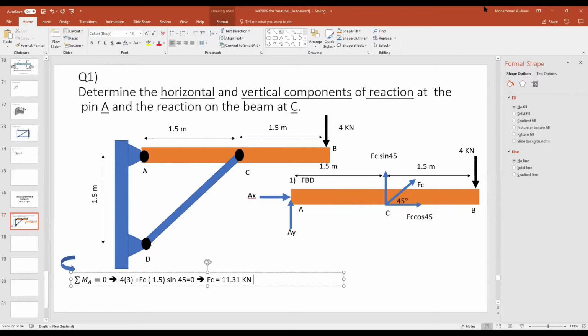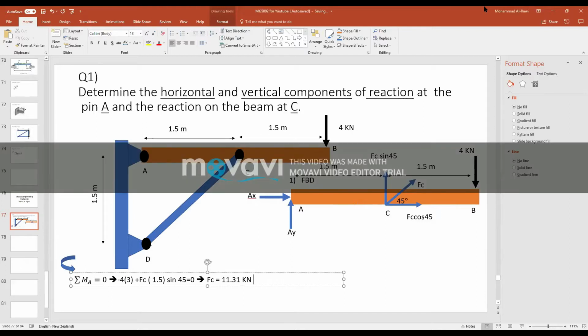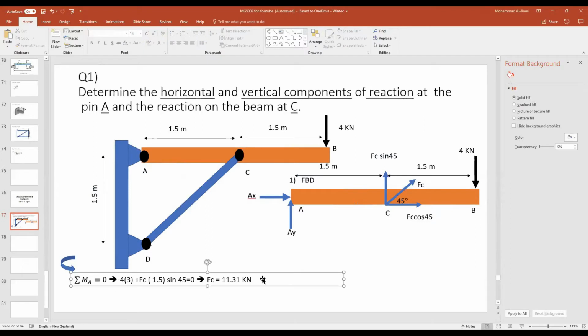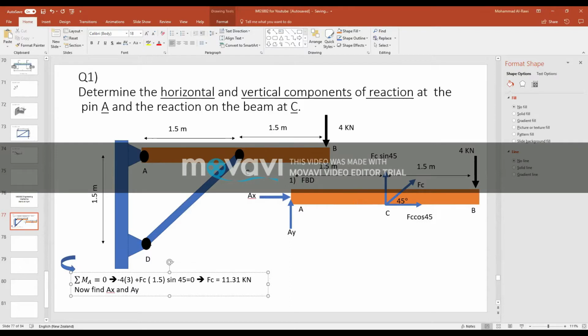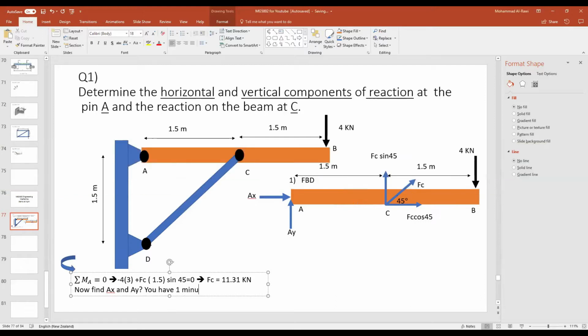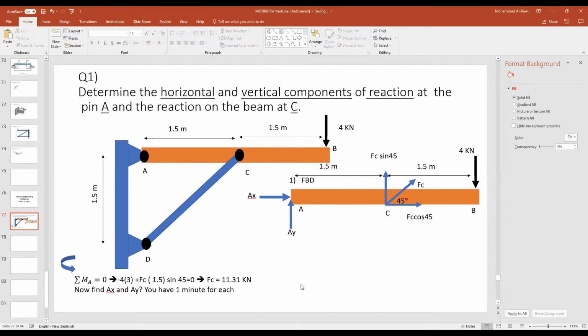Now, what I want you to do, guys, I'll give you again a time because I want you to work out on it. Try to determine now the values of AX and AY. Since we have some difficulties in the voice, I may say now find AX and AY. I'll give you, let's say, 1 minute for each. Okay, in total 2 minutes.